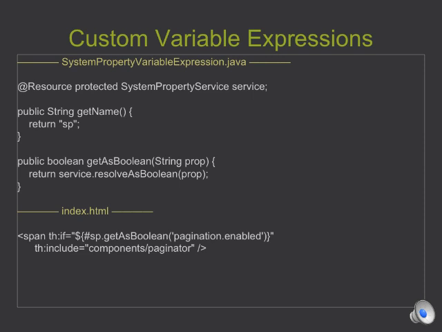Basically what we're doing here is creating a system property variable expression, and we're going to key it by SP, and we're going to provide a method called getAsBoolean. We have some service that takes some string, and it'll give us the value of that string as a Boolean. Here in our th:if, we're directly calling that method. So you can call any Java method that you'd like directly from Thymeleaf to say, hey, if we're going to do pagination on this page, then let's give them the little list of page numbers with arrows and all those things.